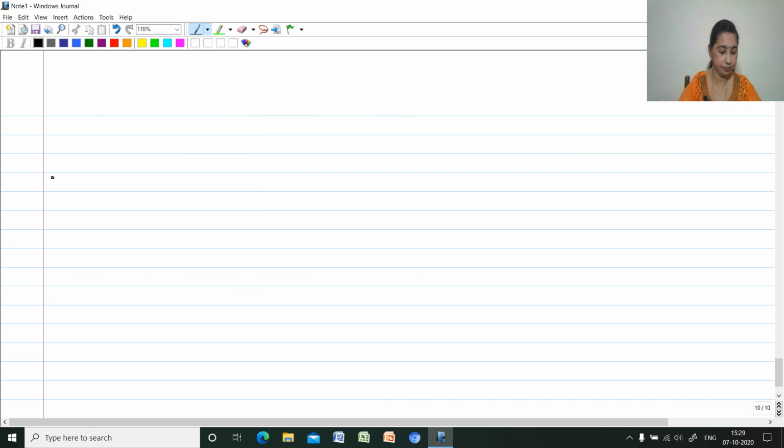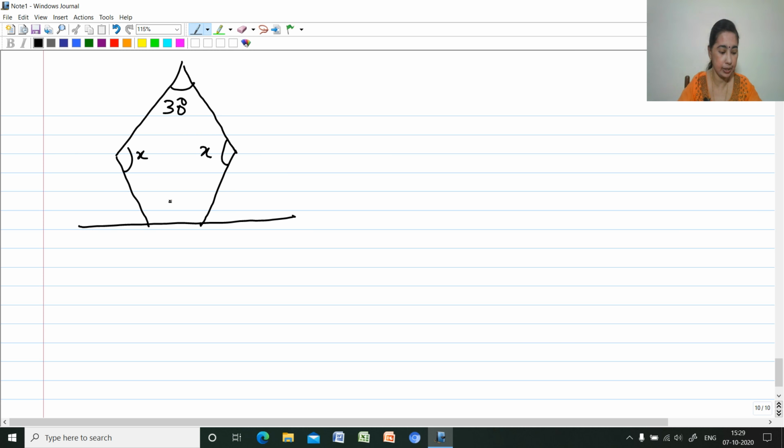Now the next figure is given. Here this angle is given as 30 degrees, and these two are given as x, both equal angles, and here this is 70 and this is 60. We need to find out what x is. If this is 70 degrees, what about this angle? I have told you that in a straight line it is 180 degrees. So this is 110. And on this side again the total angle is 180, so here 60 means this will be 120.